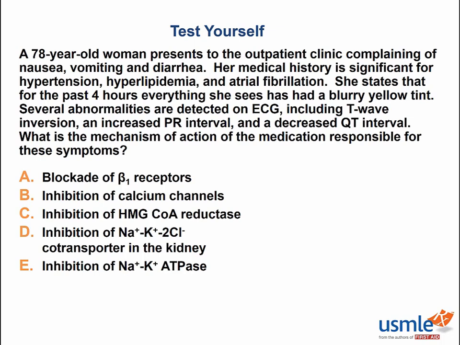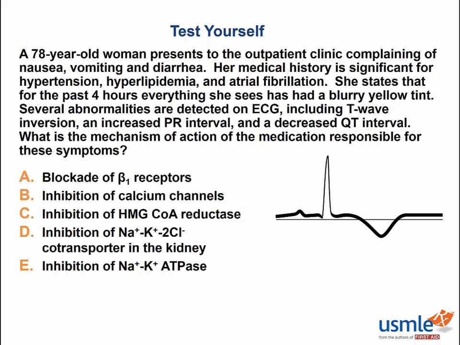We've got this. You have an elderly lady with a past medical history of hypertension, hyperlipidemia, and AFib. Now she's reporting nausea, vomiting, diarrhea, and a blurry yellow tinted vision. Her EKG is screaming hints with inverted T waves, an increased PR interval, and decreased QT interval. This is a really straightforward question loaded with information.